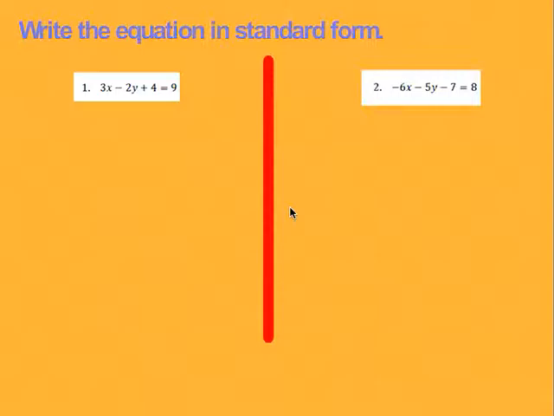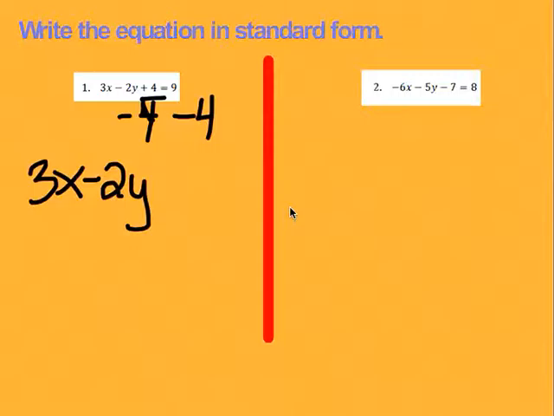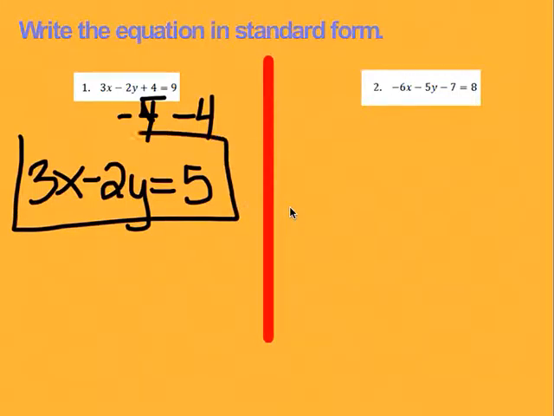So for something to be in standard form, the x and the y's need to be by themselves, and the constant, or the thing that's just a number, needs to be on the other side. So here I have a plus 4. So in order to get that over to the other side, I need to subtract 4 from both sides. And that definitely looks like a y, but it's a 4. So then I get 3x minus 2y is equal to 9 minus 4, which is just simply 5. So that's my final answer for number 1.